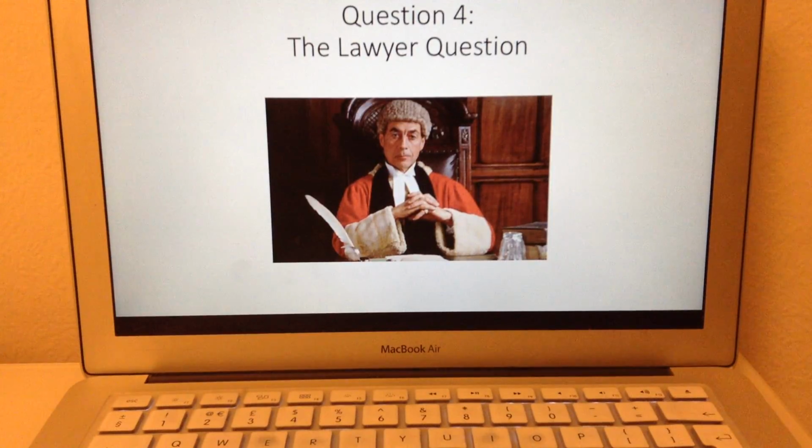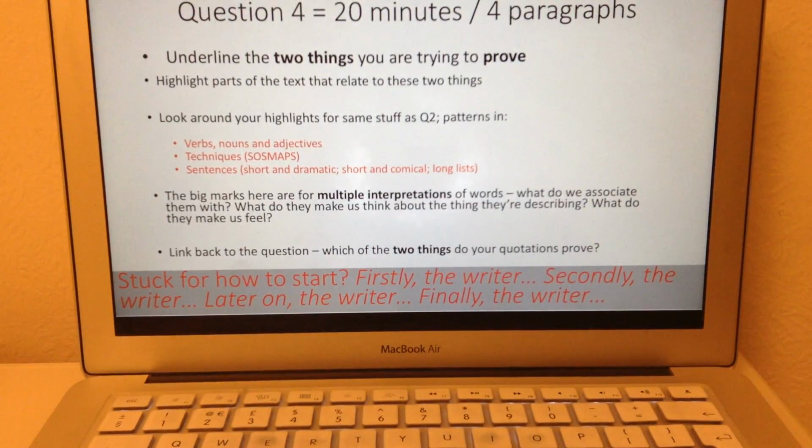Okay, well done, you're nearly there. You're on question 4, the 20 marker. It's as serious as this guy looks. Question 4, we've all talked about as the lawyer question. This is where you prove something is right, as if you're in a court of law. You prove a statement about the text. So, you're going to go for 4 paragraphs and you've got 20 minutes.